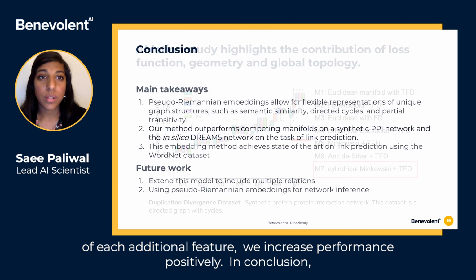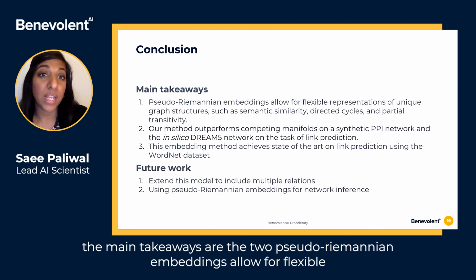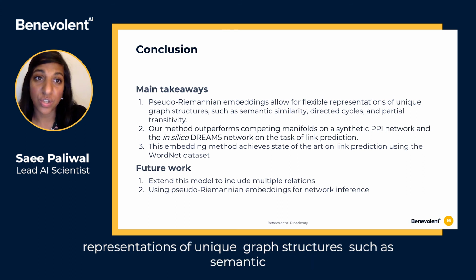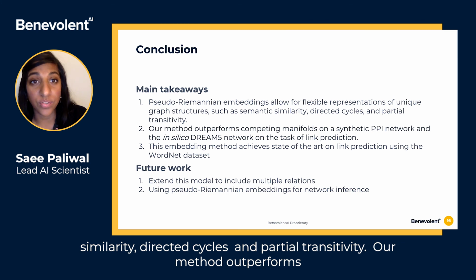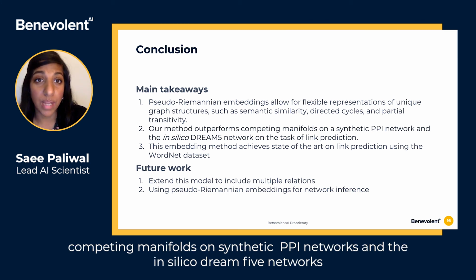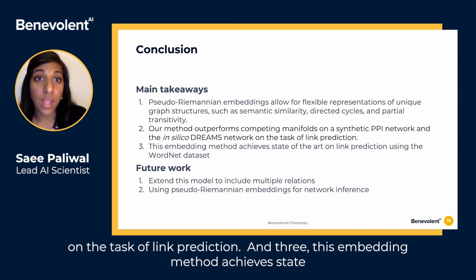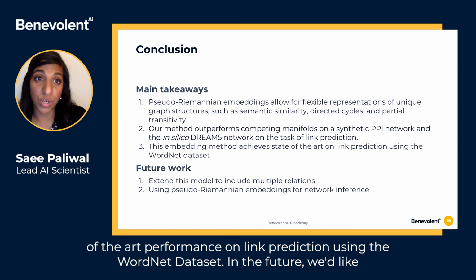In conclusion, the main takeaways are that 1, Pseudo-Riemannian embeddings allow for flexible representations of unique graph structures, such as semantic similarity, directed cycles, and partial transitivity. 2, Our method outperforms competing manifolds on synthetic PPI networks and the in silico DREAM5 network on the task of link prediction. And 3, this embedding method achieves state-of-the-art performance on link prediction using the WordNet dataset.